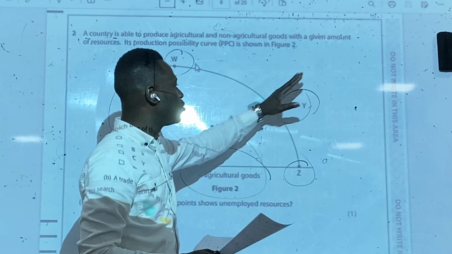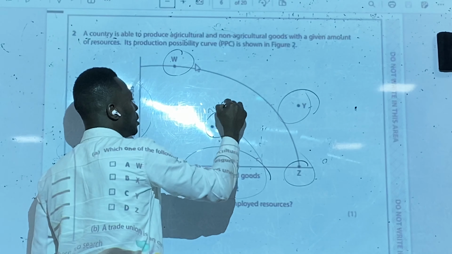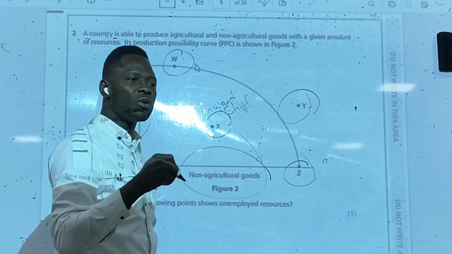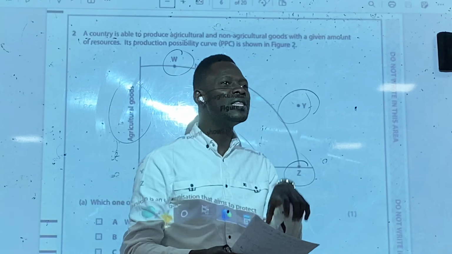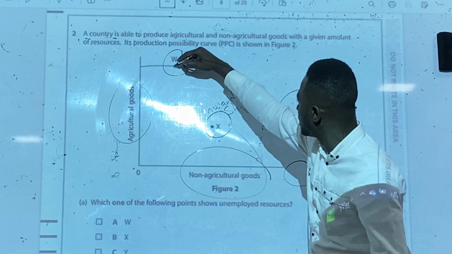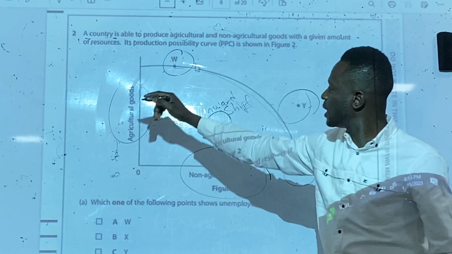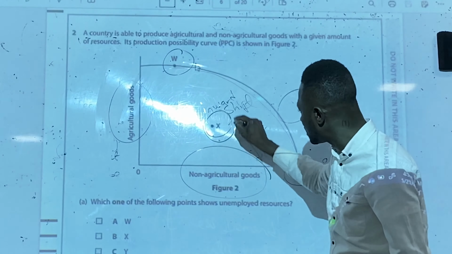Then we go into here. This is an inward shift. Inward shift will be as a result of resources not fully utilized. So that means resources are unemployed, because the economy has the capacity to reach either here or here. But if the economy is producing at this point, it means it's not fully utilizing its resources.